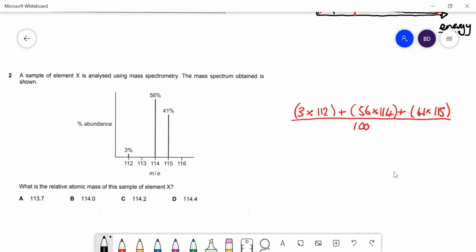Okay, so this is about calculating the relative atomic mass from mass spectrometry. Here's the mass spectrum shown. So what you have to do is this little thing here. If you've got 100 atoms on average, 3 of them are going to weigh 112, so 3 times 112. 56 of them are going to weigh 114, 41. So work that little sum out, and that is equal to 114.35. Round that up to 114.4. D is our answer there.